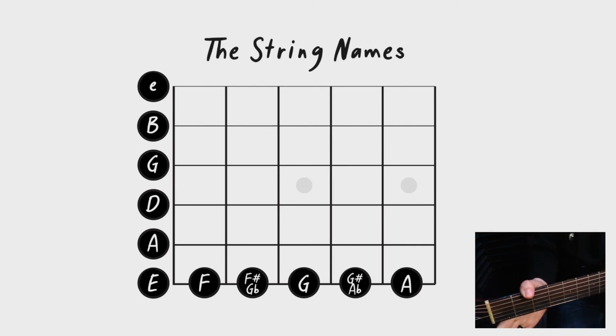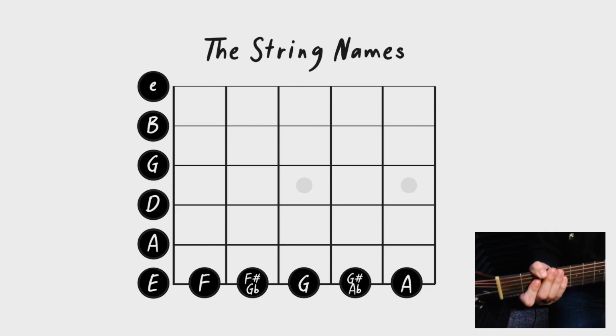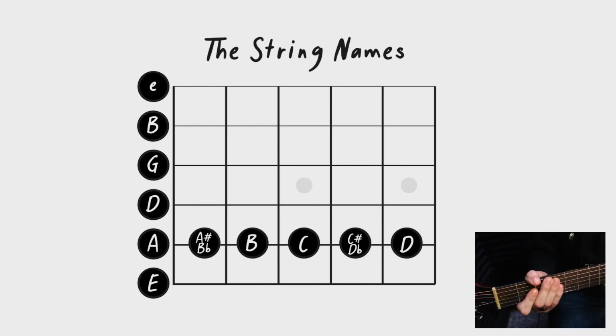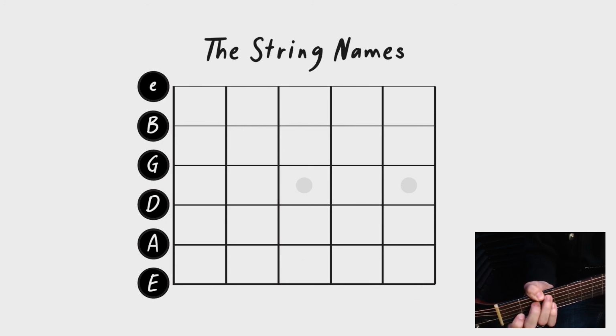And you can literally play any chord you want to play when you understand the musical alphabet and how it relates to your fretboard. And then again, with A, all we do is we start at A and we work our way up.